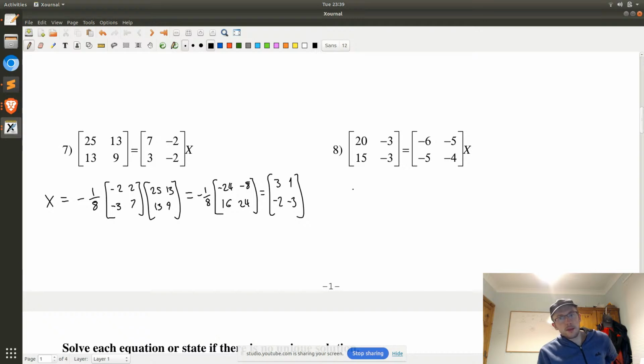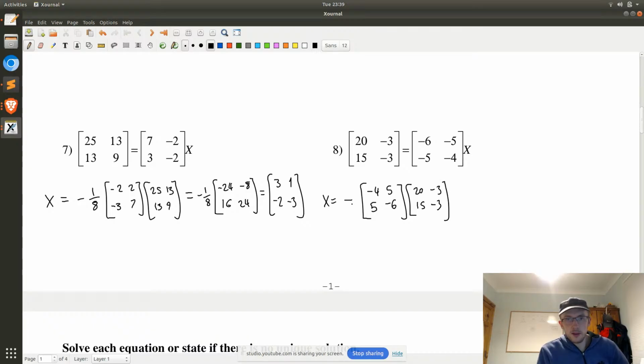Same thing, similar thing here. The determinant of that matrix, 24 minus 25, so minus 1. So I love it when it's minus 1, because the arithmetic. That is what x is equal to, I believe.